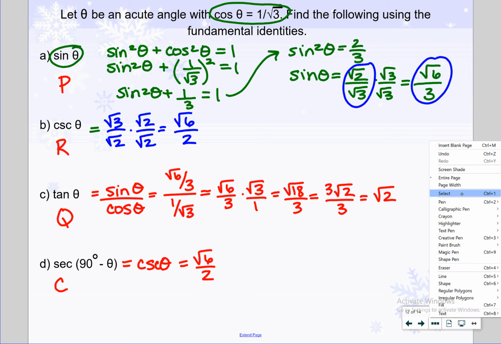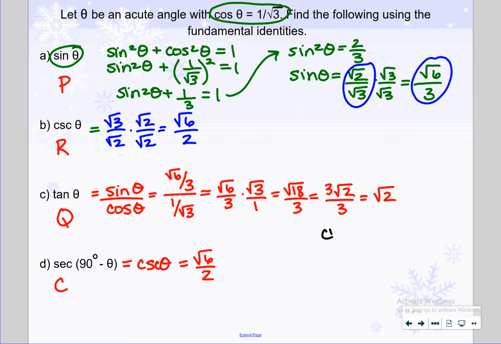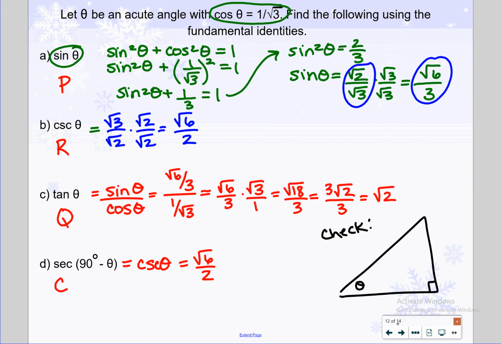Okay. Now, here's how you can check this. And quite honestly, the check is easier than the rest of the problem. If I have a right triangle and I know the cosine, here's my theta. The adjacent side is 1 and the hypotenuse is rad 3. If you do the Pythagorean theorem, you're going to get rad 2 for the opposite side. And then if I want sine, I can do opposite over hypotenuse, rad 2 over rad 3. If I want cosecant, I can do hypotenuse over opposite. If I want tangent, I can do opposite over adjacent. I can check all of these answers very quickly, but it's not using an identity.